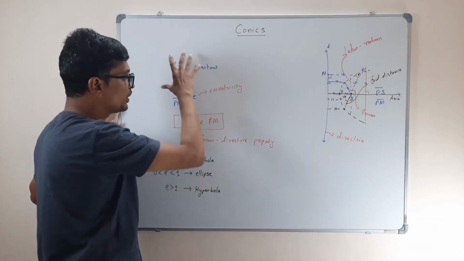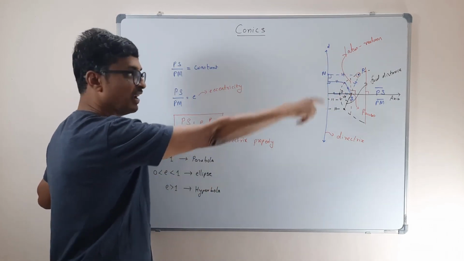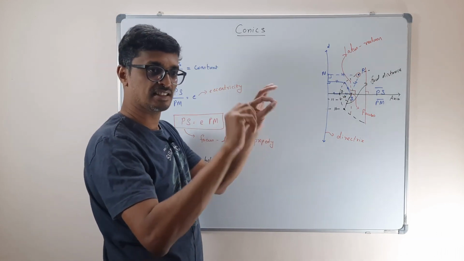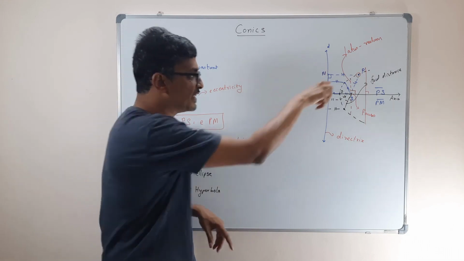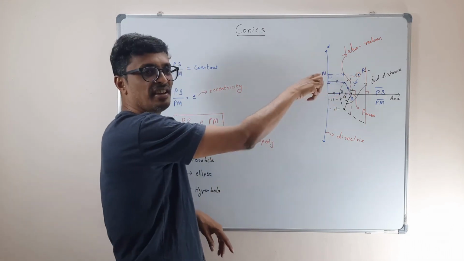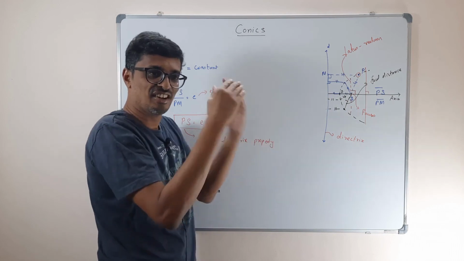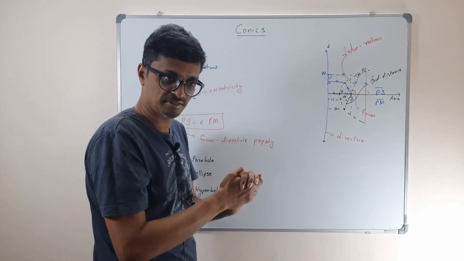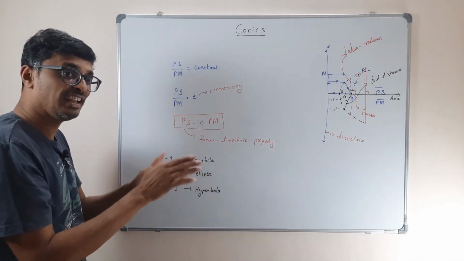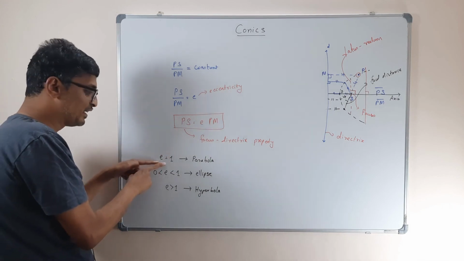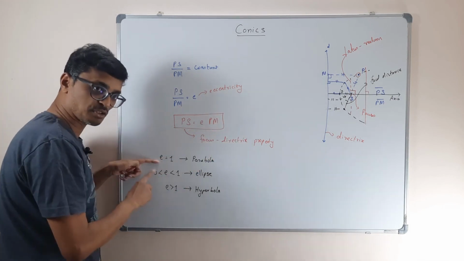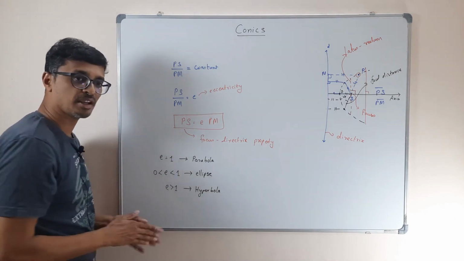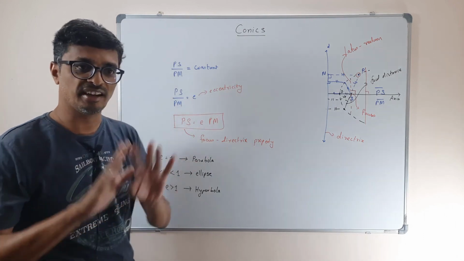All you have to remember is that you define a fixed point and a fixed straight line. Any point such that the ratio of its distance from the fixed point and from the fixed line is a constant, the locus of all those points defines your entire conic section. When that ratio equals 1, it becomes a parabola. When it is less than 1, it becomes an ellipse. When it is greater than 1, it becomes a hyperbola. This defines your entire conic curves.